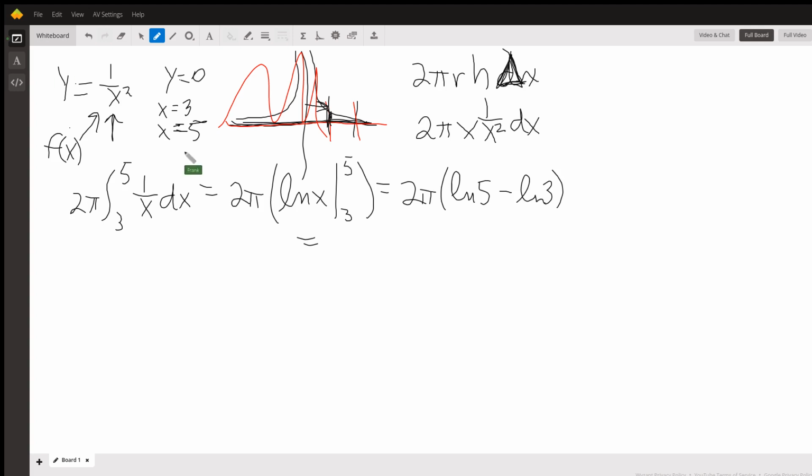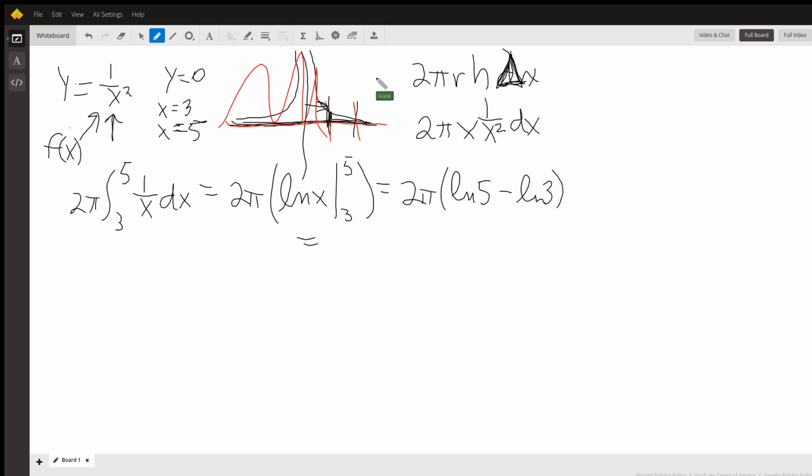which equals, if you're a genius, you can probably figure that out, but I'm not a genius, so I'll have to put it in a calculator. 2 pi times log of 5 minus log of 3 is equal to, we'll have an answer momentarily, 3.209612, etc. So depending on how many decimals you want to round to, it's equal to approximately 3.2096.